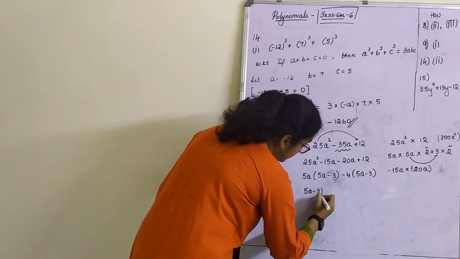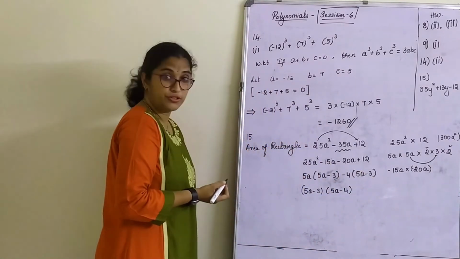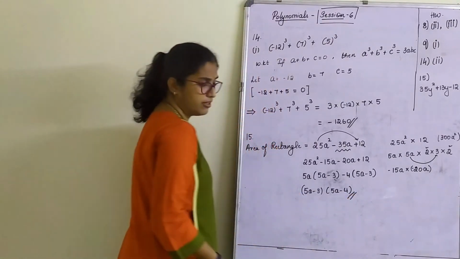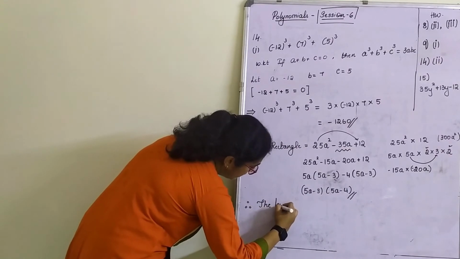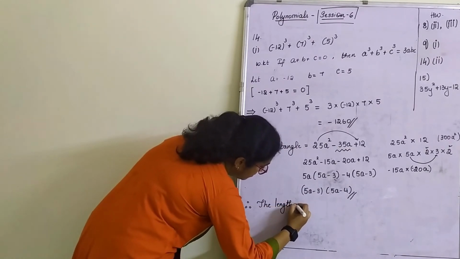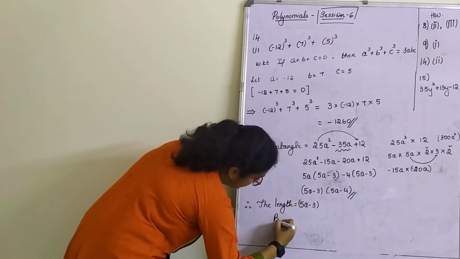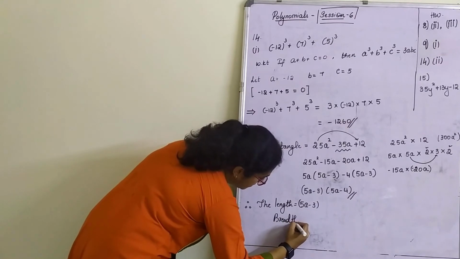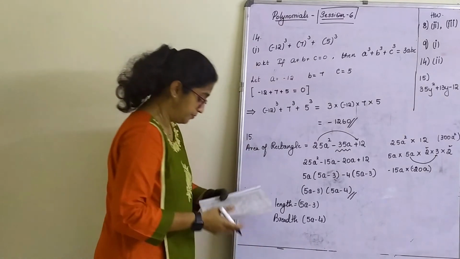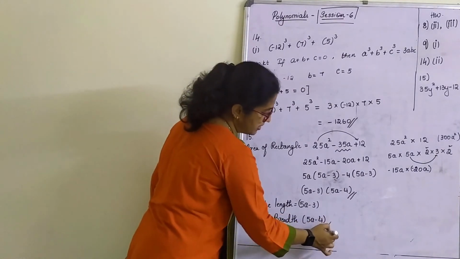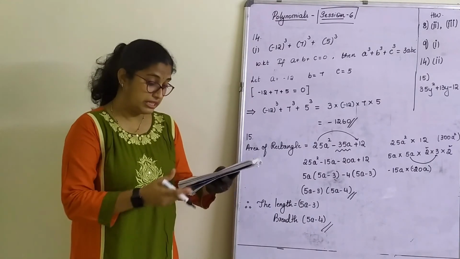5a minus 3. 5a minus 4. Right? That's all. Therefore, the length of a rectangular field is 5a minus 3 and breadth of a rectangular field is 5a minus 4. They have not given units. Keep this as it is.